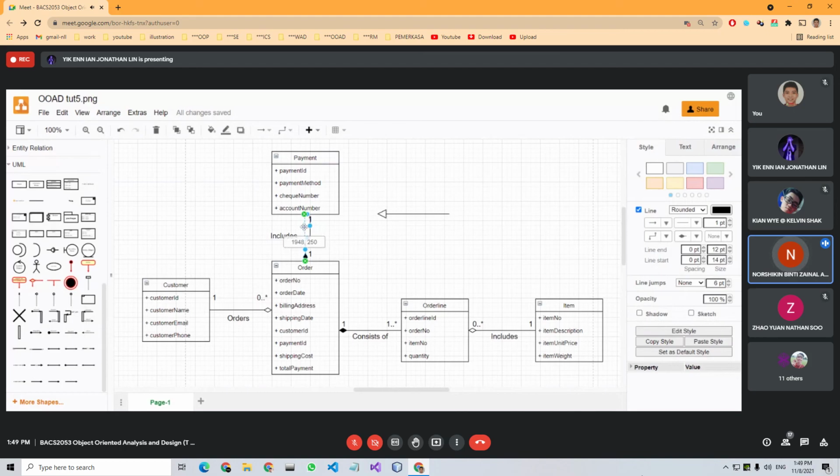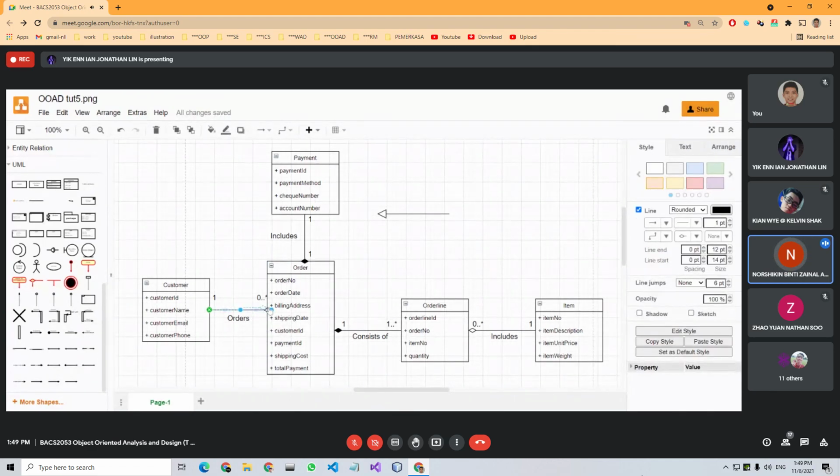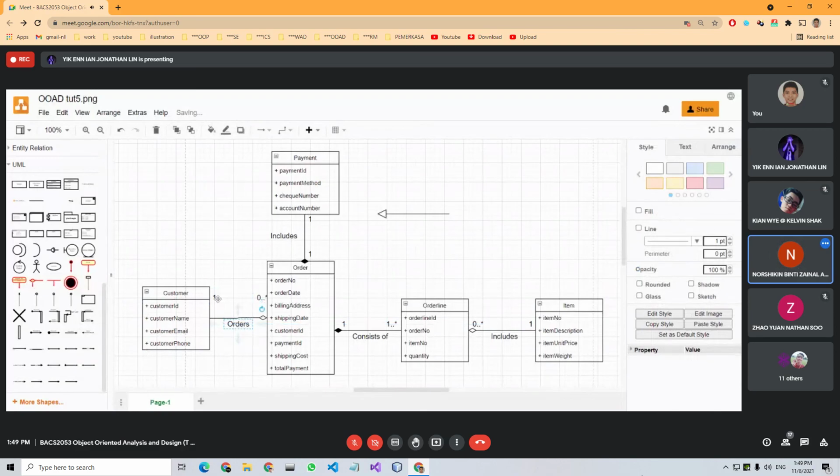So this diagram already answers the data type, operation, association, generalization, multiplicities, and aggregation or composition relationship. Okay, thank you for your answer, Jonathan.